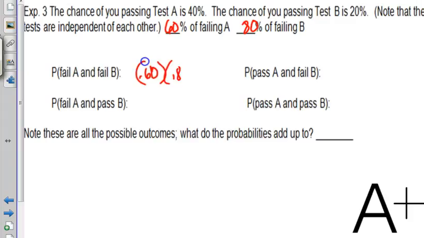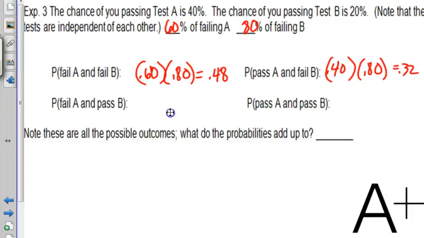0.60 times 0.80, that was our fail, so that's 0.48, I think. Okay, or 48%. I'm just going to leave it decimal, lazy. Okay, pass A, fail B. Is 0.32. Okay, fail A but pass B. Fail A, pass B. Pass A, pass B.